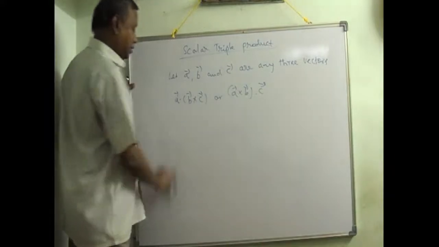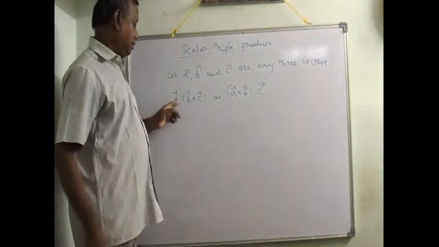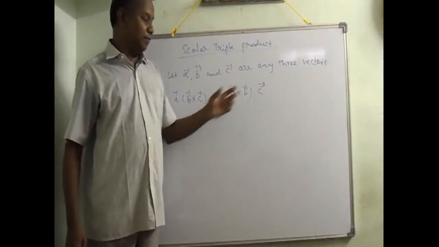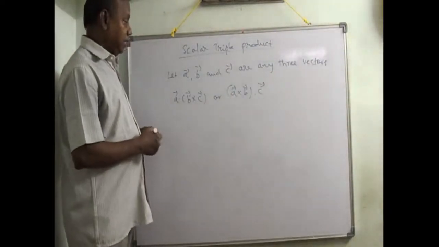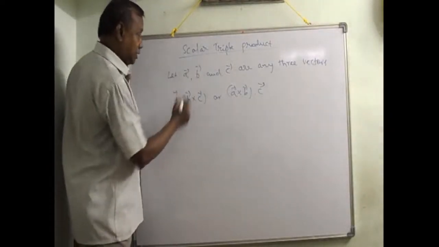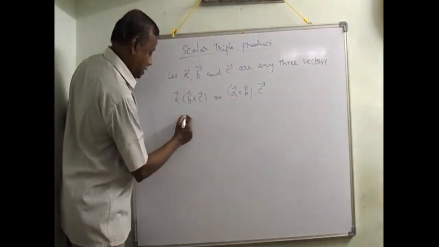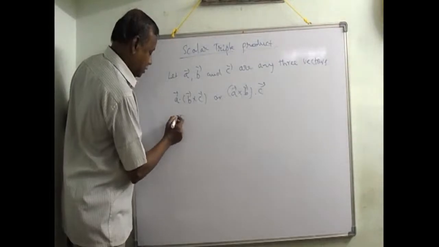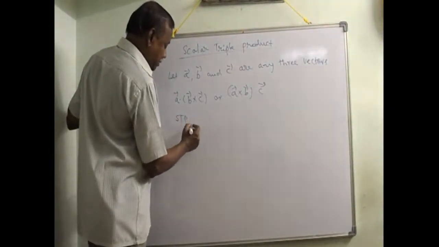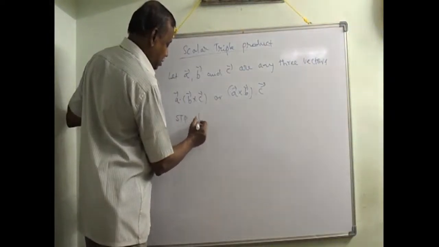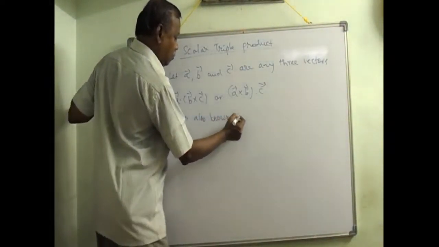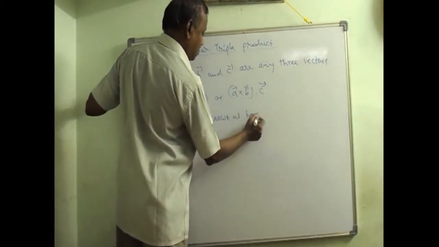Now the scalar triple product is a vector dot of b vector cross c vector, or a vector cross b vector dot c vector. It has another name, box product. So scalar triple product, STP. Hereafter I will use the short form STP. STP is also known as box product.